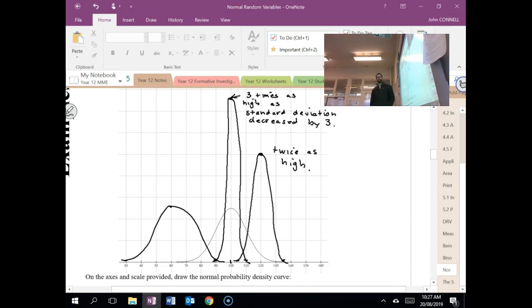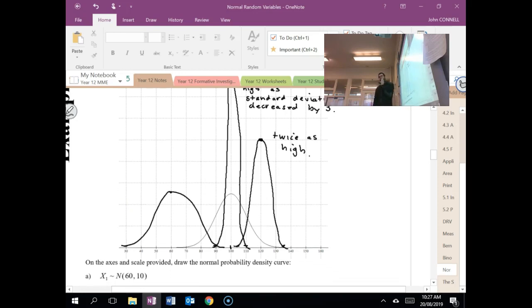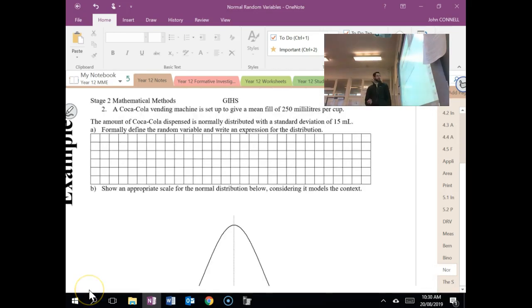Because our standard deviation has been halved. Bring the sides in, push the height up. Take the sides out, bring the height down. You've got to preserve your area of 1. Okay, let's move on.